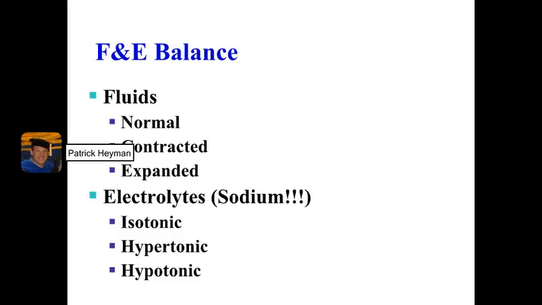Now, when it comes to fluid and electrolyte balance, you can have fluids be normal or contracted or expanded. At the same time, the electrolytes can be isotonic, hypertonic, and hypotonic. So you've got three possibilities for fluids and then three possibilities for electrolytes. And so you can have any combination between the top and the bottom.